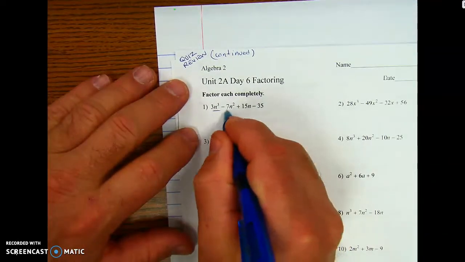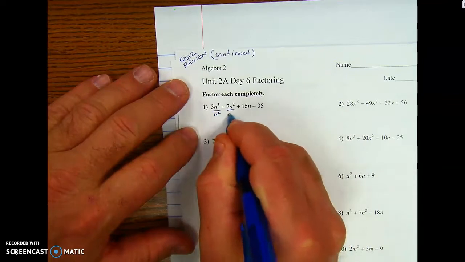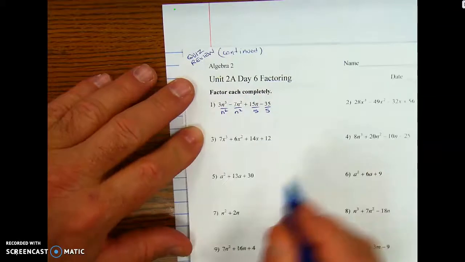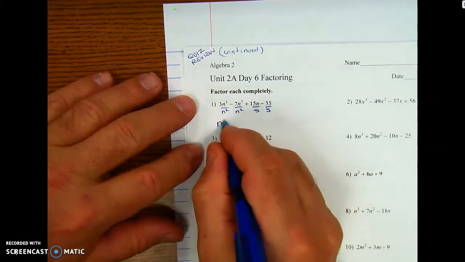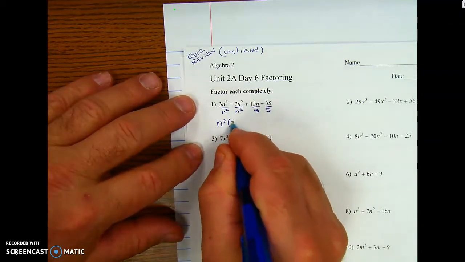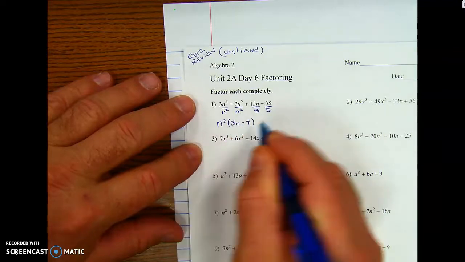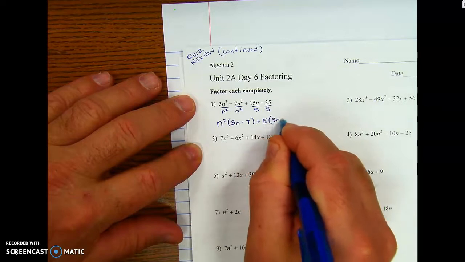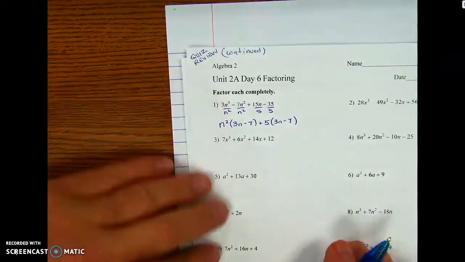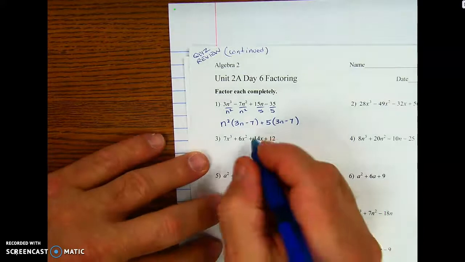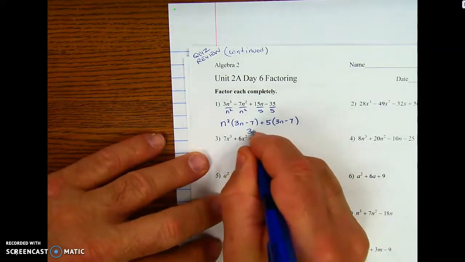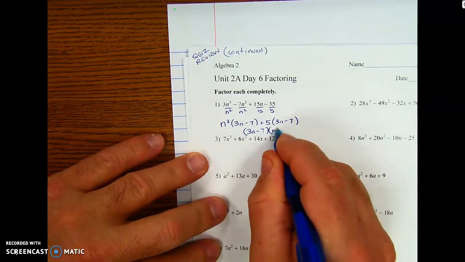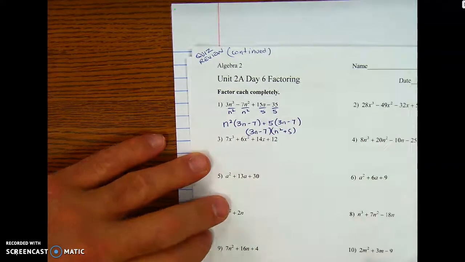Okay. The GCF here is n squared. And the GCF here is 5. Okay. So I get n squared times 3n minus 7 plus 5 times 3n minus 7. Okay, so my answer is 3n minus 7 times n squared plus 5.